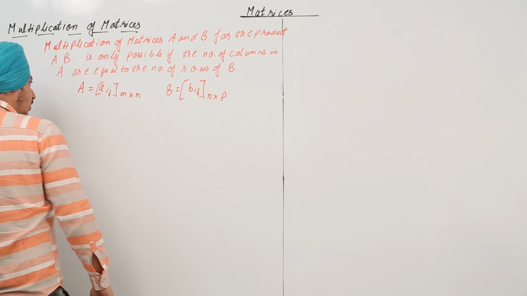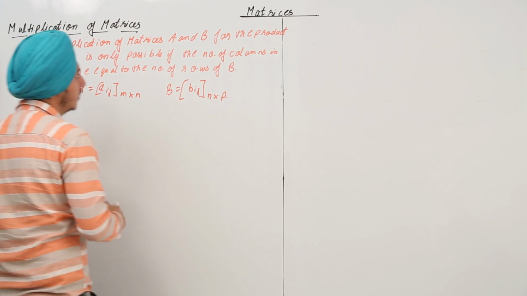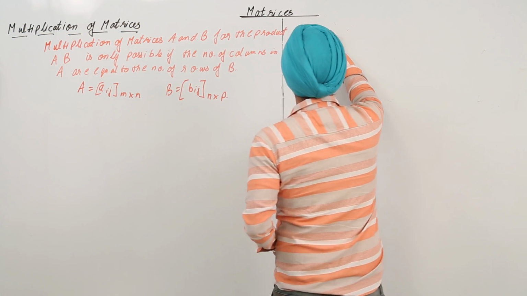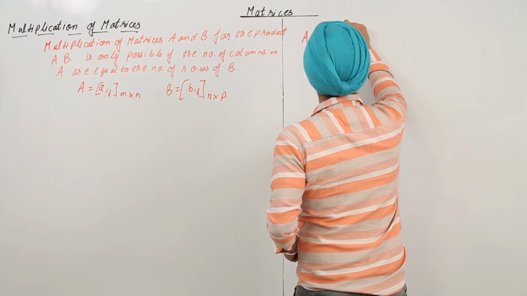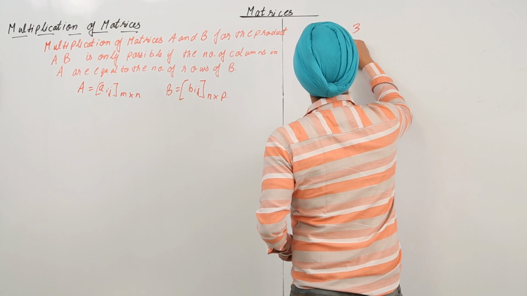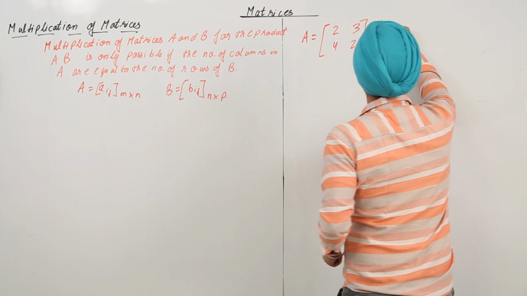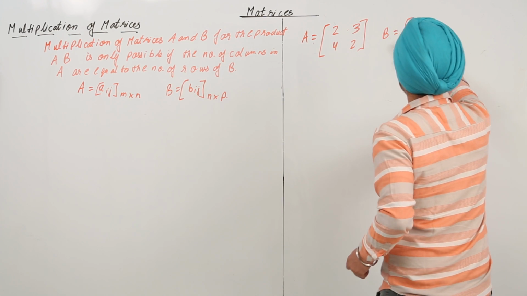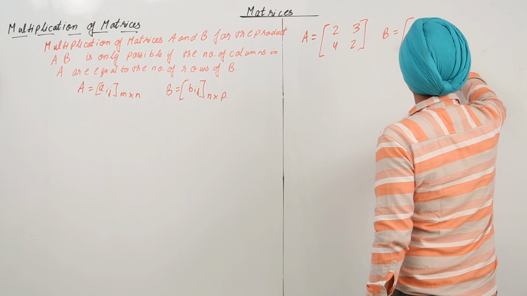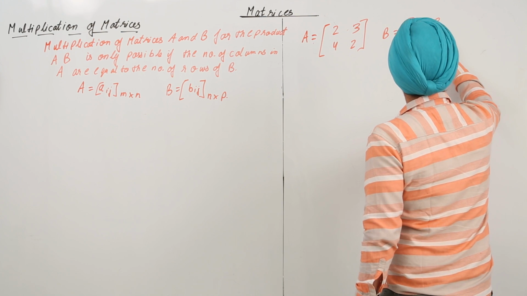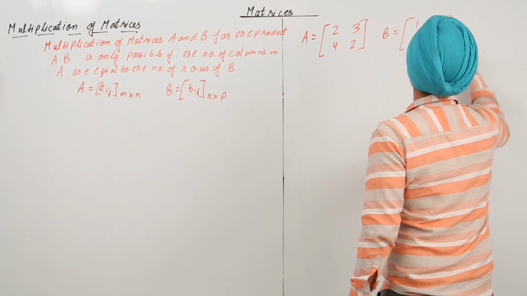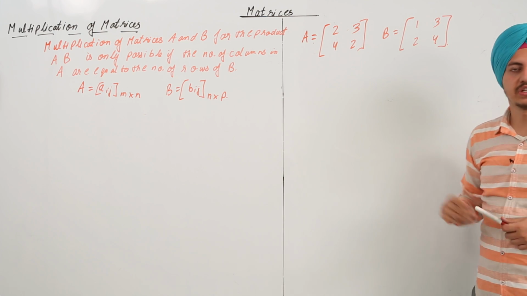So what do I have over here is a matrix A, which is a square matrix, say 2, 3, 4, 2. And matrix B, which is equal to 1, 3, 2, 4. Let's say these are the two matrices A and B.